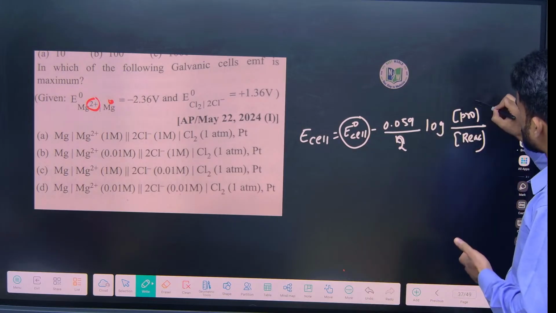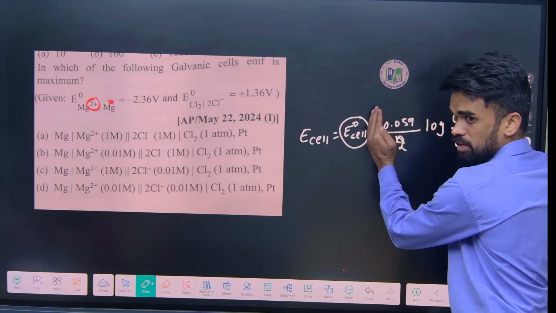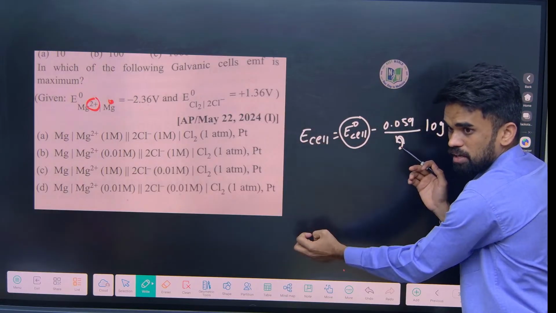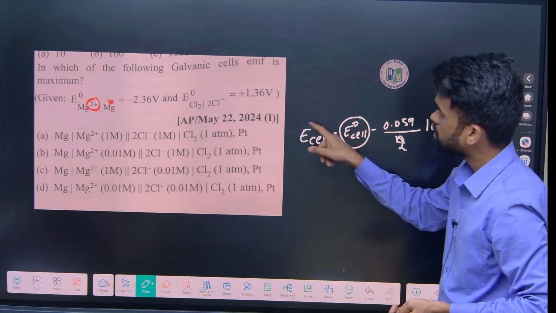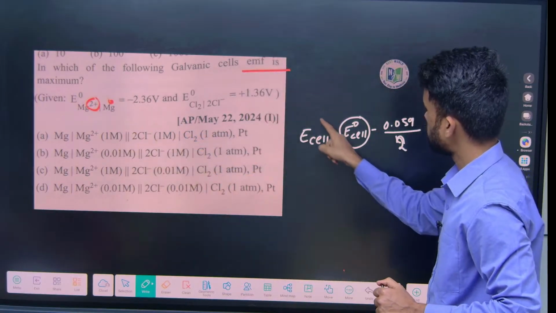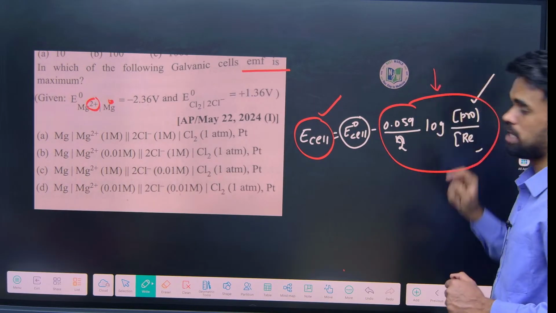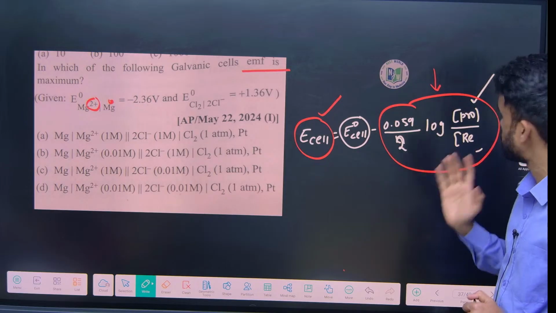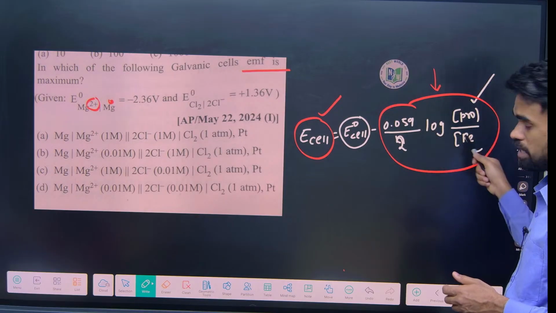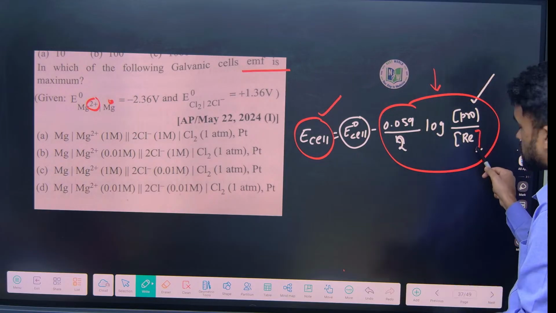If there is more concentration of product, this value becomes bigger, and that big value is subtracted from this. It means this potential value will be less. Do you get what I am saying? They are asking which cell has maximum EMF. So this should be maximum, which means this value should be minimum, because the minus symbol is there. In order to make this minimum, what are the possible ways? This value should be less, meaning product concentration should be less and reactant concentration should be more.